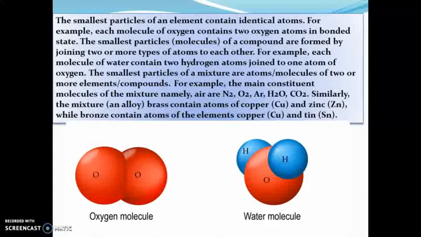Okay, so what you have to remember here is that an element means a single identical atom. Molecule means 2 smallest similar-type atoms combined with each other. Whereas compound means 2 or more types of elements that are combined with each other. So element is one single; molecule means 2 identical, that means 2 same; whereas compound means 2 or more different.